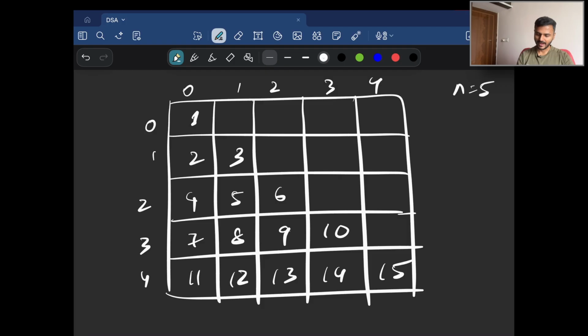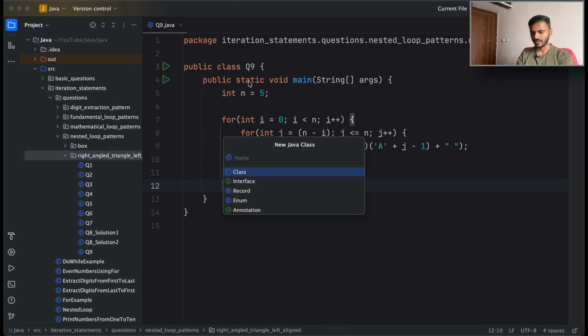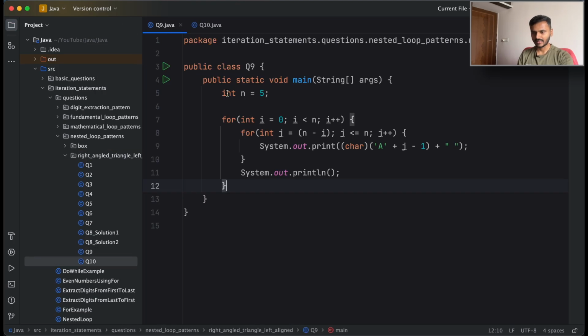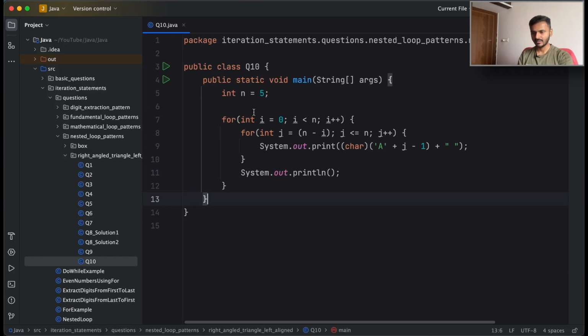So what we will have to do is take a variable, say num, and initialize it to 1. Then inside the loop, we will print num and increment the value of num so that num has the value that is supposed to be printed. So with this clear, let's go to IntelliJ. Let us create a new Java class. Let's call it Q10. Let's grab the main method from Q9 and paste it here.